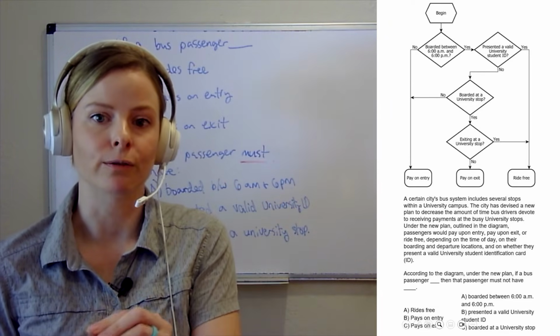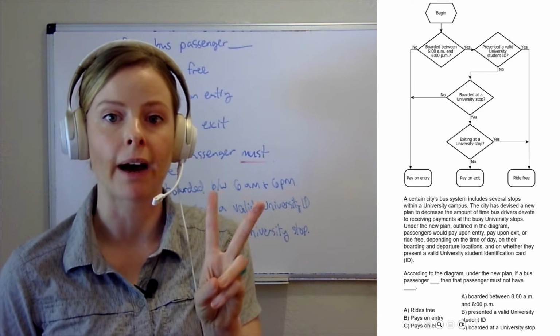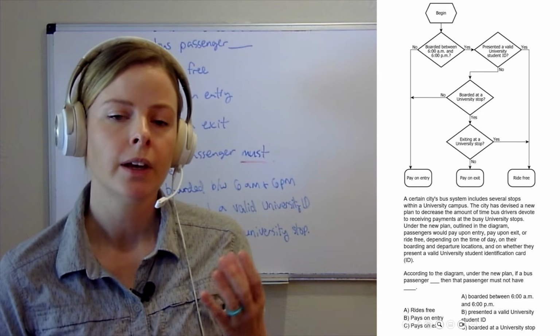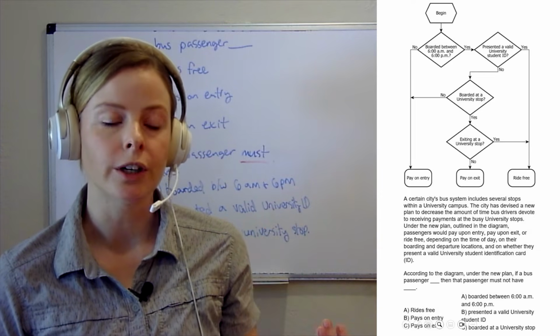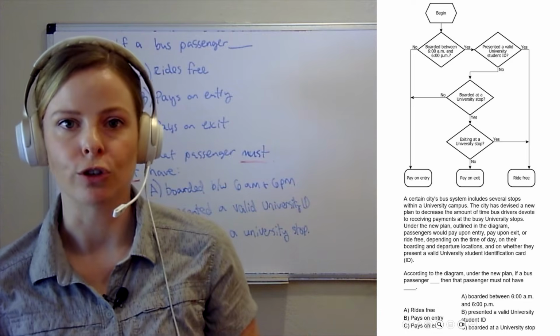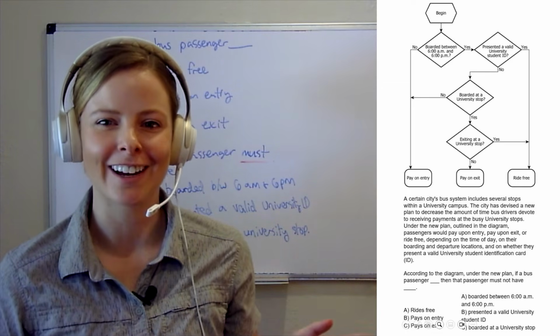To end up in that bucket of riding free, to me I see two pathways. The first pathway is pretty simple. It goes along the top and the side. So if you board during the day, so between 6 a.m. and 6 p.m., and then you present your student ID, guess what? You get to ride for free. That's very nice.